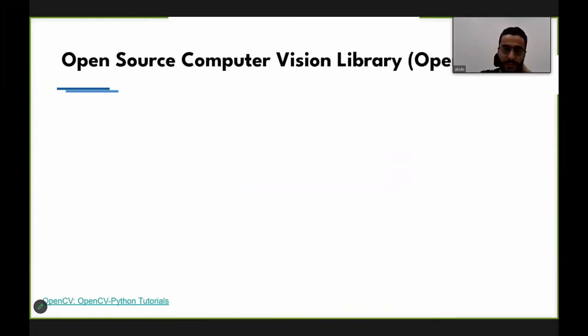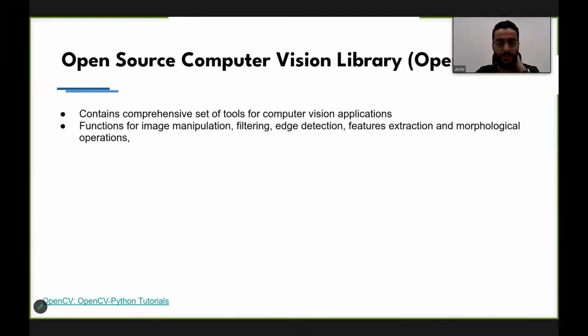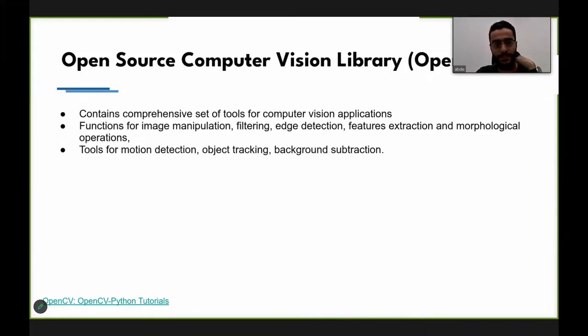All right, so the next library is OpenCV. It has a comprehensive set of tools for computer vision applications. This was the best thing since sliced bread before the era of deep learning. It was doing fancy stuff in the computer vision section of life, so this was the go-to. It has functions for image manipulation, filtering, edge detection, feature extraction, morphological operations, and so on. It also has tools for motion detection, object tracking, and background subtraction. It was like the best thing ever.